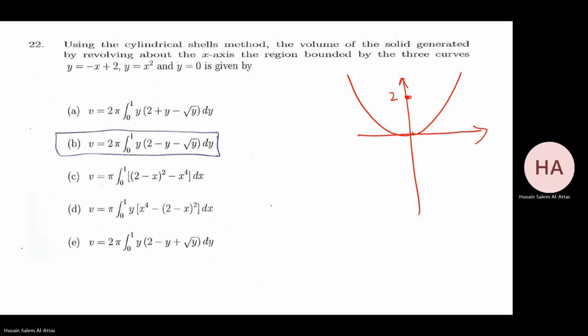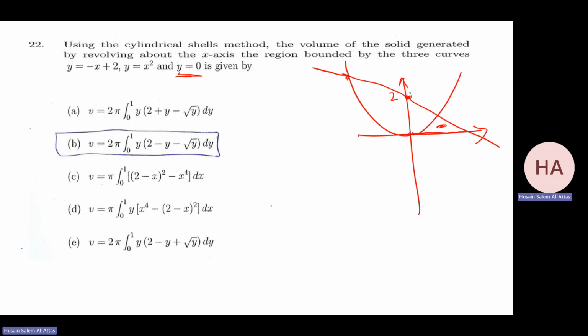And at x equals 2, I have this line. Okay. So I'm talking about which region? Be careful, now we have different regions. I want the one which is bounded by the three curves. I have y equals 0, which is the x-axis. So I'm talking about this region. Be careful about the region.